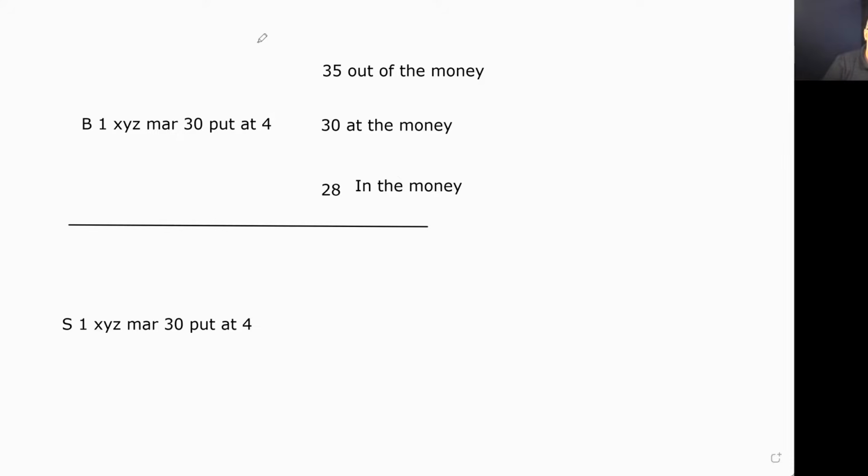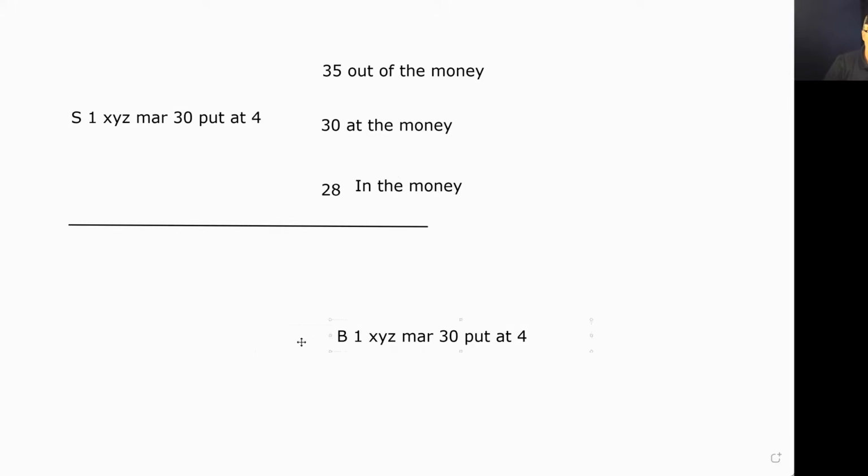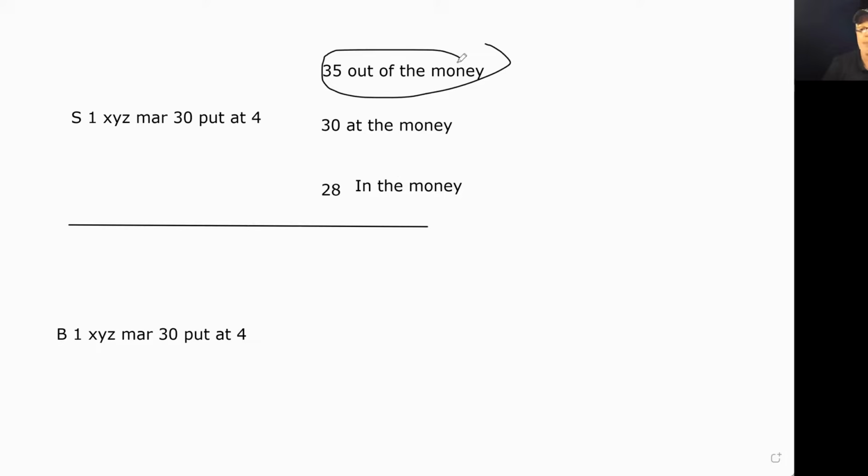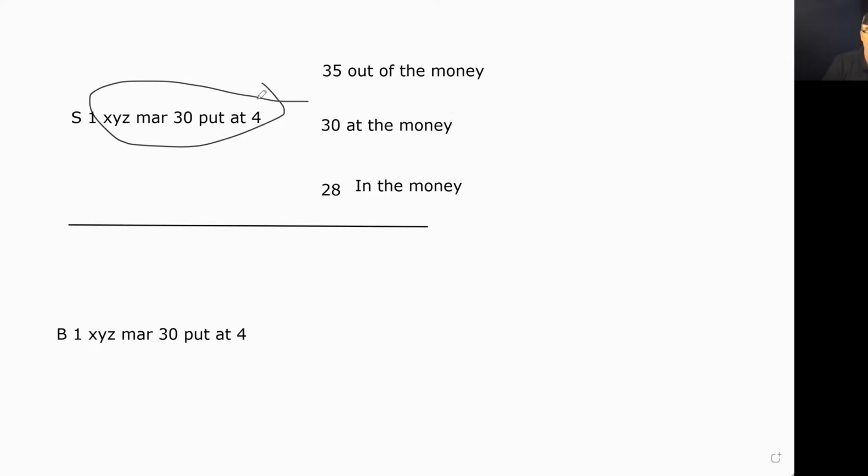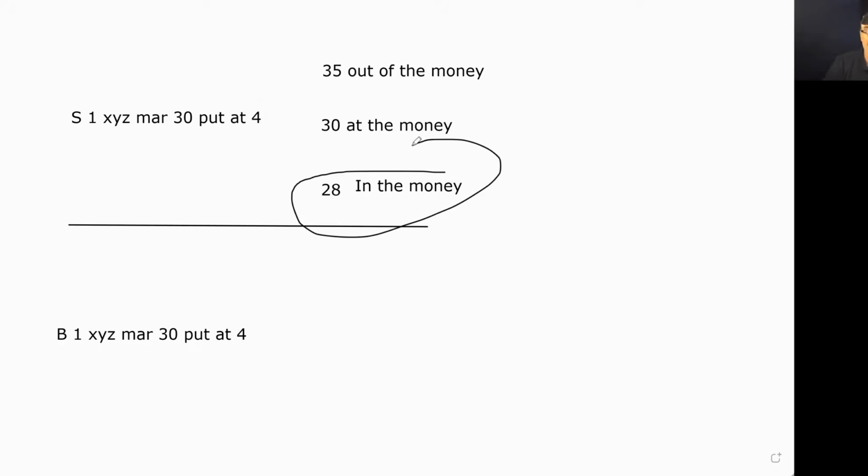Now let's switch it around. Bring this person back up there. It's me. I sold the 30 put at 4. Stock's trading up at 35. I'm a happy camper because you won't exercise. You let it expire and boom, I win $4. If it's at 30, you probably won't exercise. Boom, I win $4.